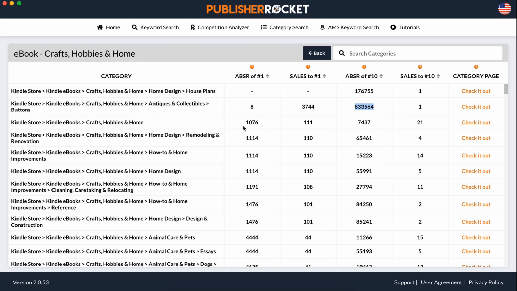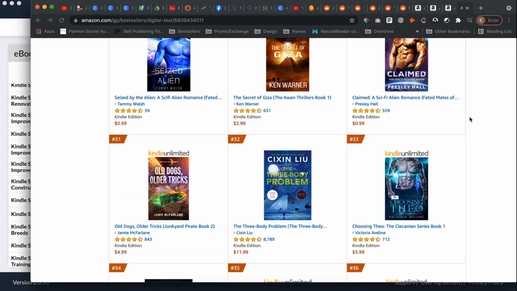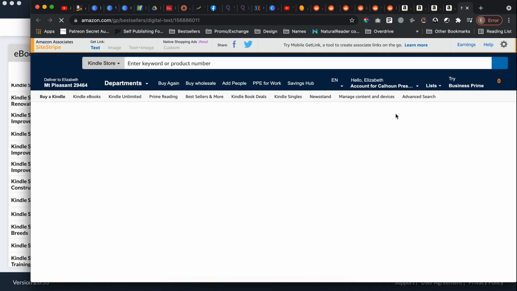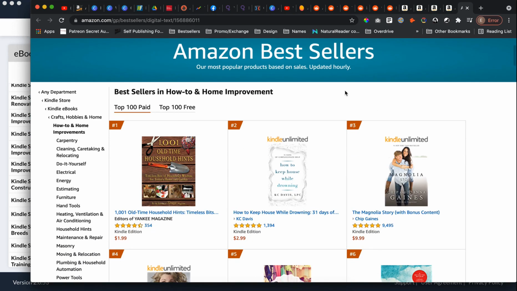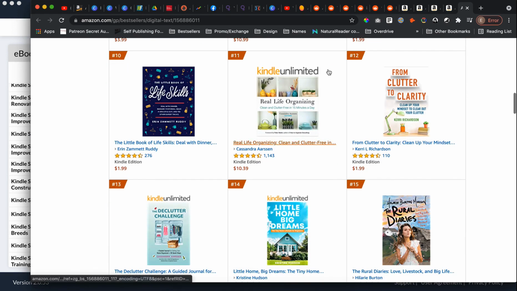So here's crafts, hobbies, and homes. This one might be a little bit better, remodeling and renovation. This one looks good, how-to and home improvement. Oh, this is 1,000, so that means it's selling about 100 copies a day. Number 10 is 15,000, selling about 14 copies a day, which is decent. But yeah, you can check that out too. Wouldn't it be funny if there's some like alien romances in this? But no. There we go.